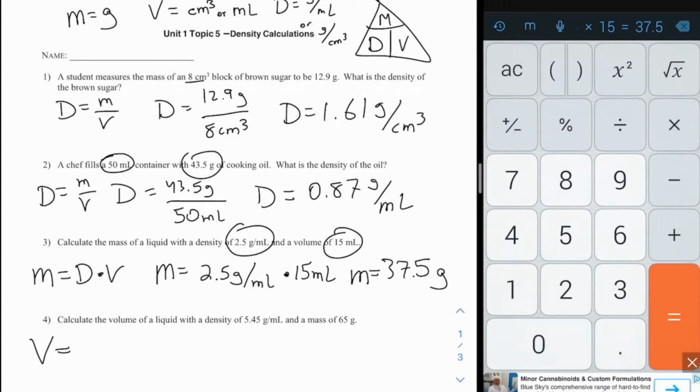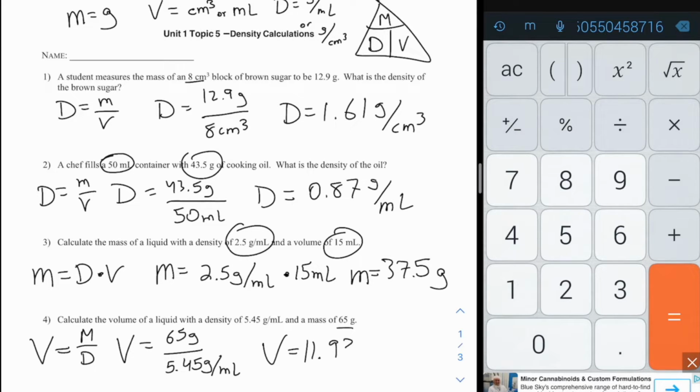Okay, calculate the volume. So how do we do volume? Looking at our magic triangle here, mass divided by density is volume. So we need grams on the top. There it is, 65 grams. And then density on the bottom, which is 5.45 grams per milliliter. And I'm going to divide those. 65 divided by 5.45 equals 11.93. We're just going to round to hundredths. And that is that. So it's milliliters for volume.